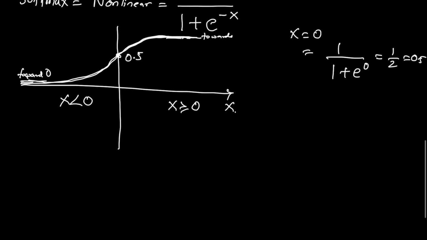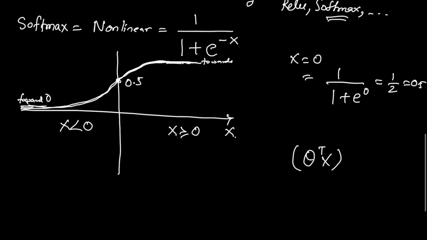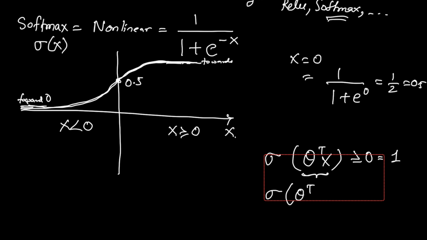So that basically means for theta transpose x, after getting the output from the first neuron, I apply this softmax represented by sigma of x. That means sigma of theta transpose x. So if this inner value is greater than or equal to 0, then this would output a result close to 1, let's say 1 for now, right? Similarly, if theta transpose x is less than 0, it will give us an output close to 0, or let's imagine for now as 0.